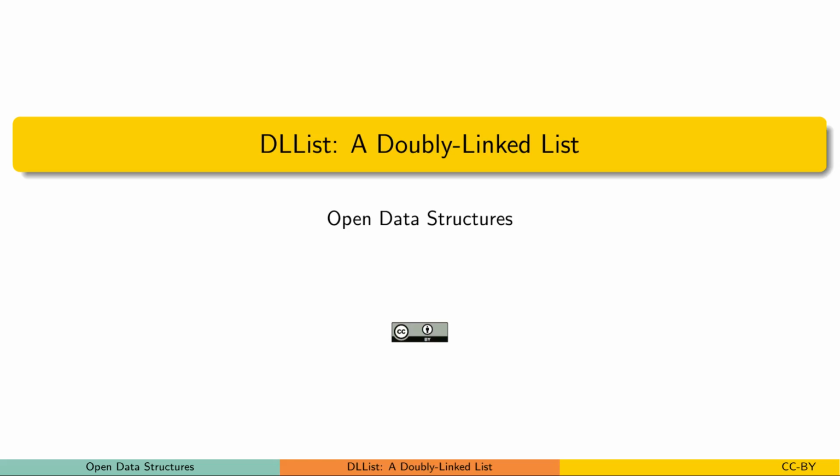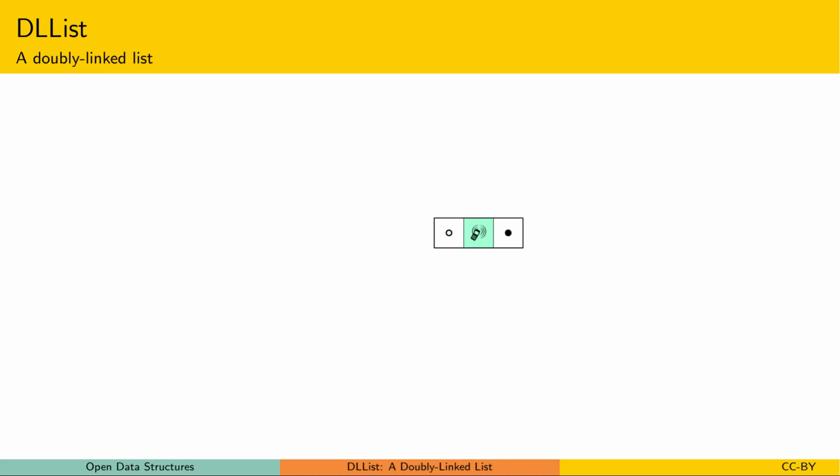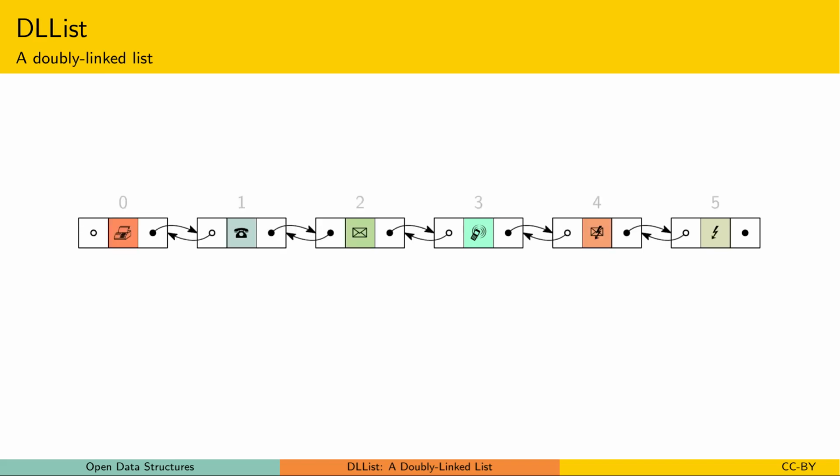A DLList, or doubly-linked list, implements the full list interface and also provides an efficient implementation of the deck interface. The basic building block of a DLList is a node. A node has three parts: a piece of data that we call x, a pointer to the next list node that we call next, and a pointer to the previous list node that we call prev. The nodes of a DLList are linked together, one after another, through their next and prev pointers.